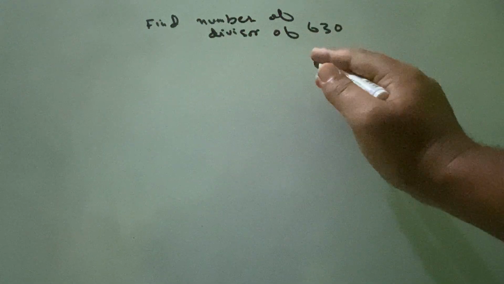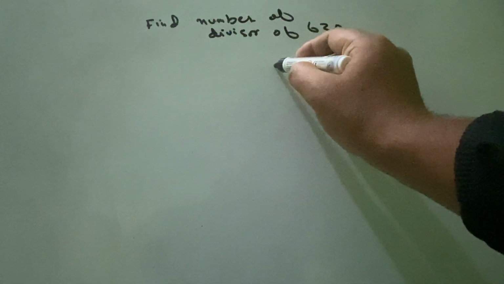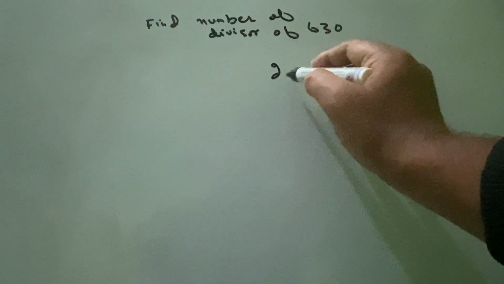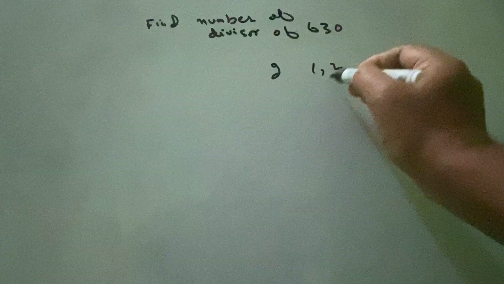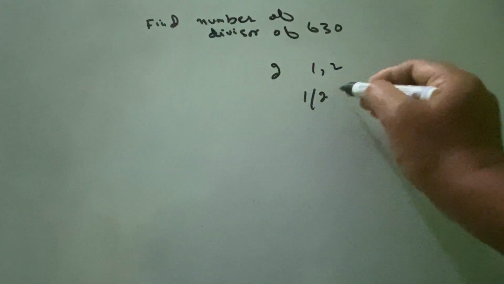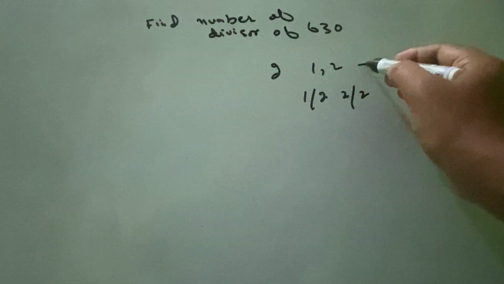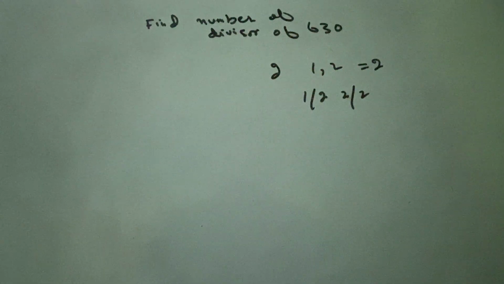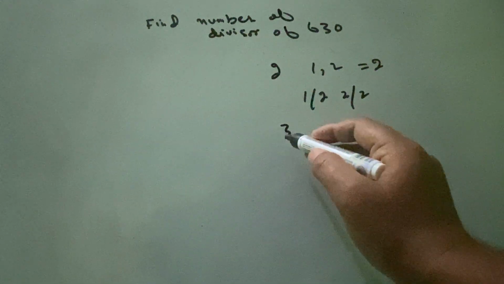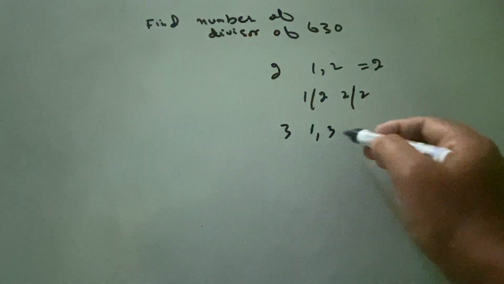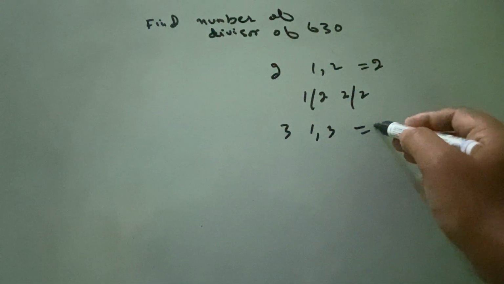For the number of divisors, let us take, for example, 2. Its divisors are 1 and 2, as 1 divides 2 and 2 divides 2. Thus the number of divisors of 2 is equal to 2. Same process for 3: its divisors are 1 and 3. Thus the number of divisors of 3 is equal to 2.